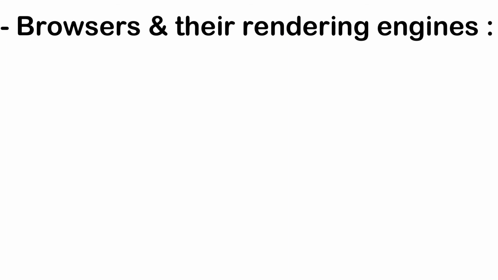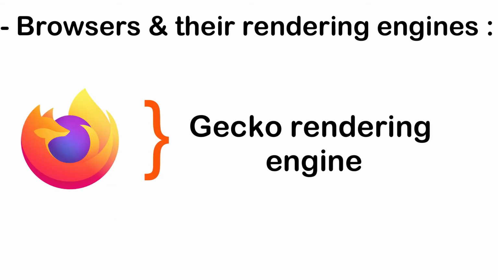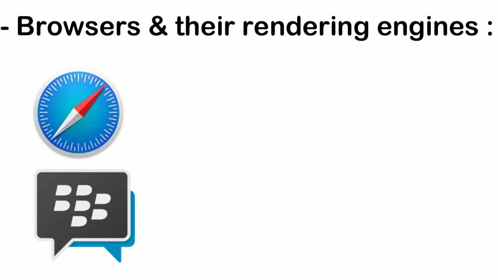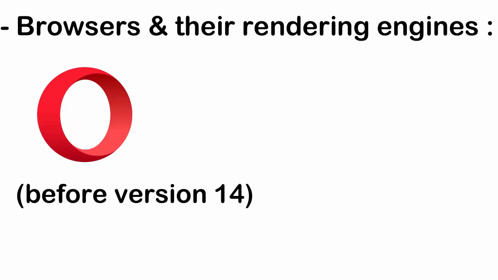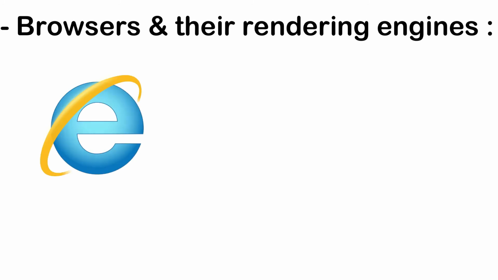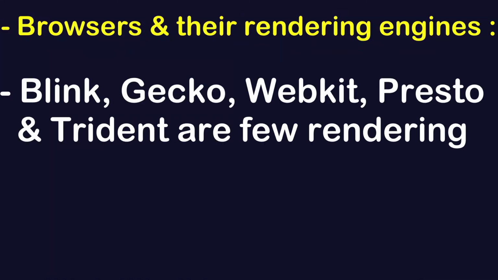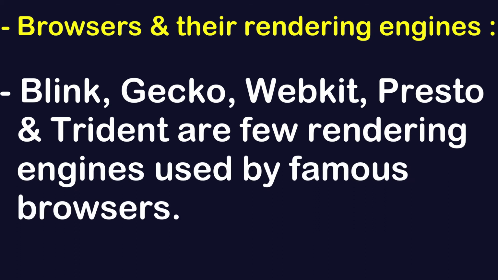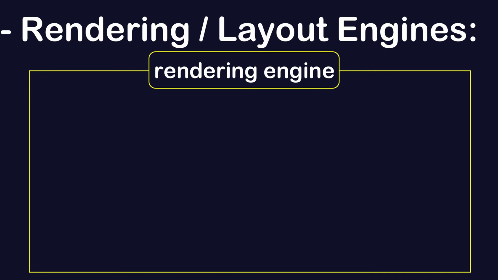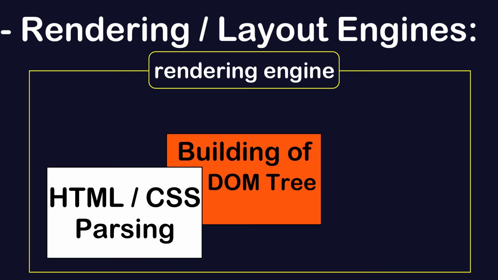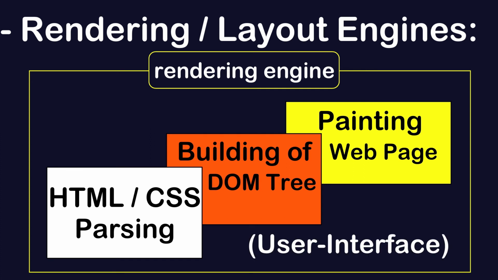Various browsers use different rendering engines. Google Chrome and Opera are using Blink. Mozilla uses Gecko. Safari, BlackBerry, and Chrome before version 28 use WebKit. Opera before version 14 uses Presto. And Internet Explorer uses Trident. So Blink, Gecko, WebKit, Presto, and Trident are a few rendering engines used by famous browsers. In short, rendering engines or layout engines do the job of HTML and CSS parsing, building the DOM tree, and painting the page for the end user. So, the rendering engine creates the user interface.